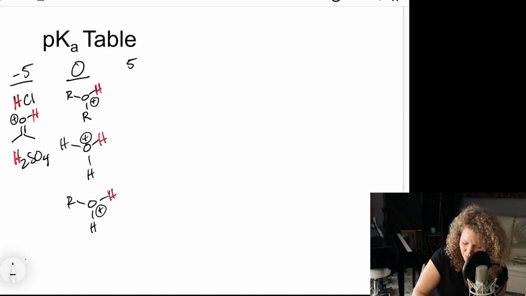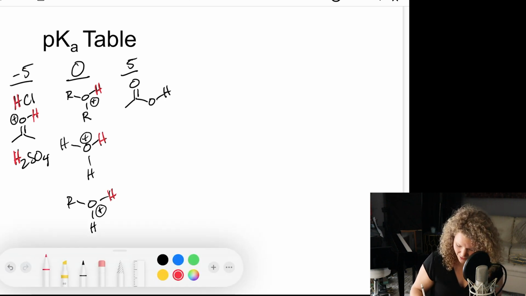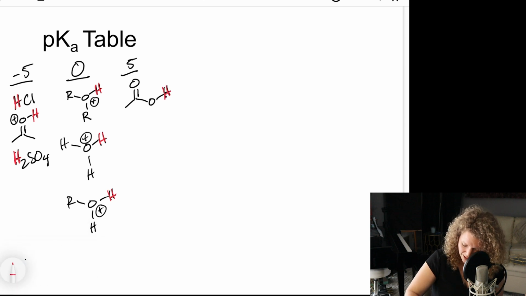All right, let's move to a pKa of 5. A pKa of 5 would be represented in a carboxylic acid here. This proton right here has a pKa of around 5. A protonated aniline also has a pKa of around 5.